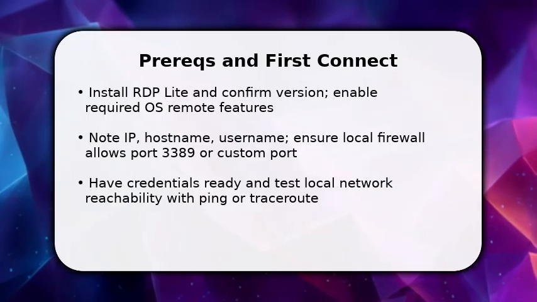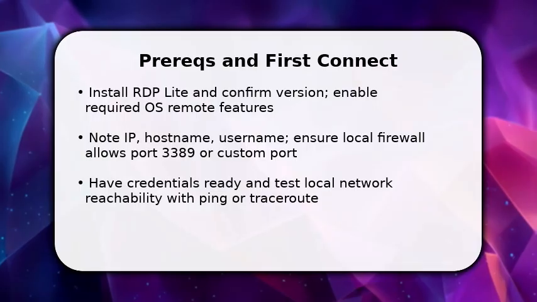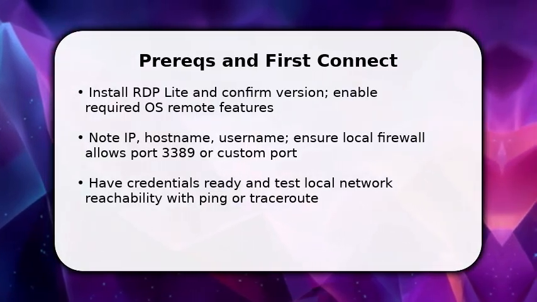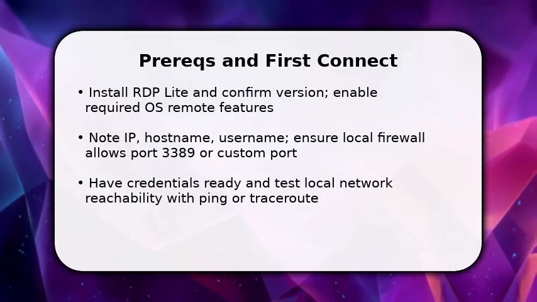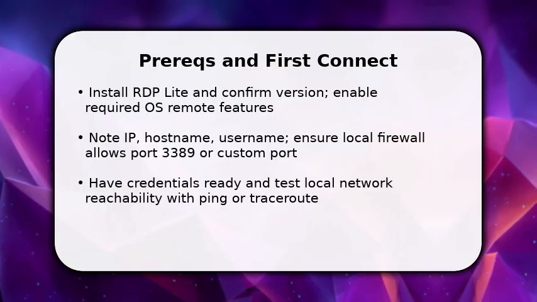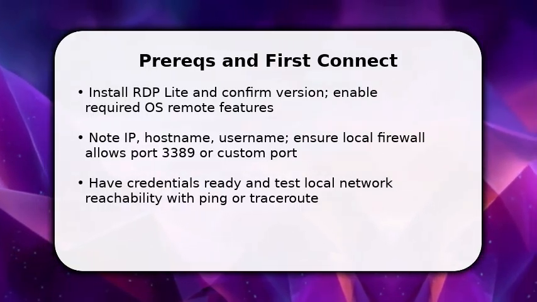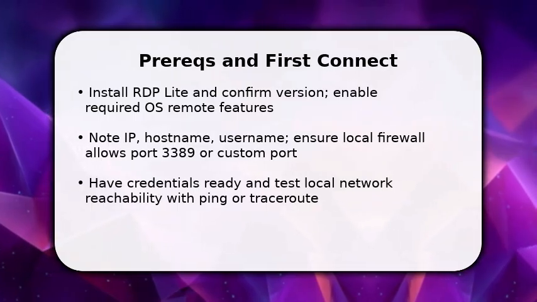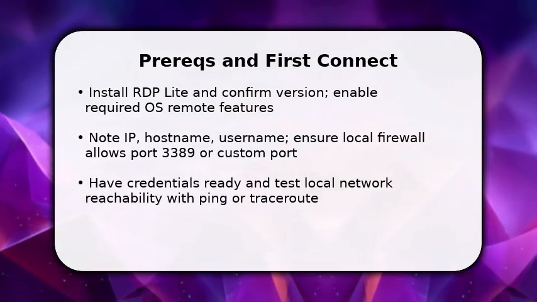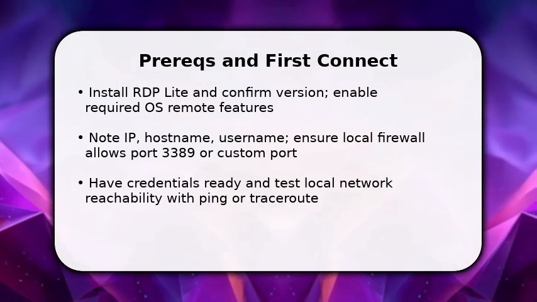You begin by confirming prerequisites. RDP Lite installed, the remote machine has remote access enabled, and you know IP or hostname and credentials. Once done, make sure port 3389 or your custom RDP port is open on both ends and that local firewall rules permit the app. You should test reachability with a quick ping or trace route so you don't waste time entering credentials into a non-responsive host. This gets you to the first actionable connect attempt immediately.